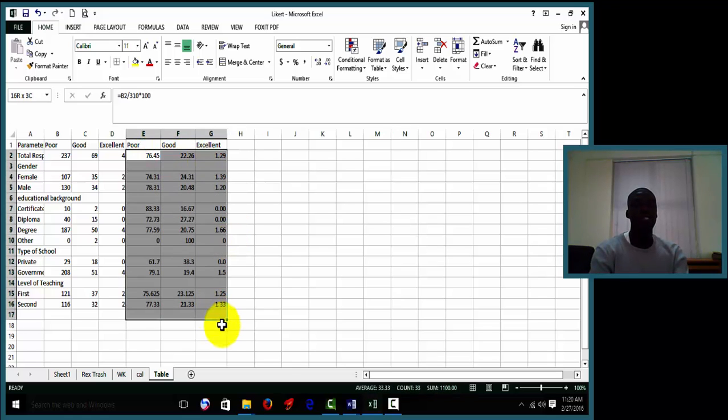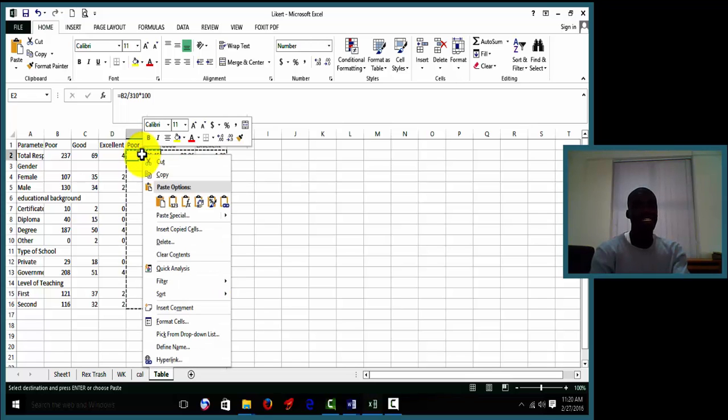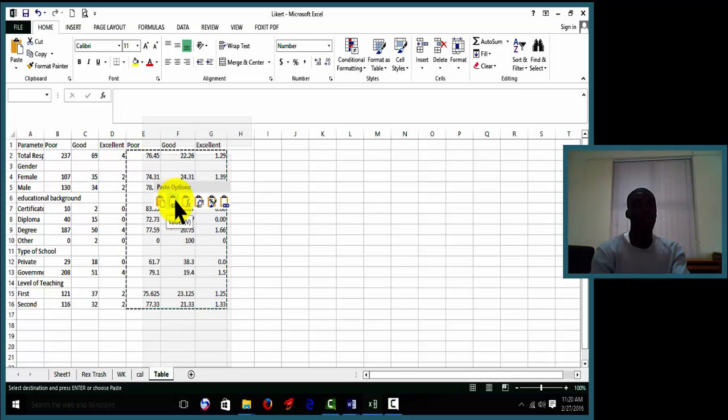Because we have used a lot of formulas in doing this, we'll copy this one and then paste special. When I click here, you can see on the formula bar the formula that I used there, but I'm interested in only the values. So I will copy it and paste it at the same place, this time only with the values. That means now I have only the values there.